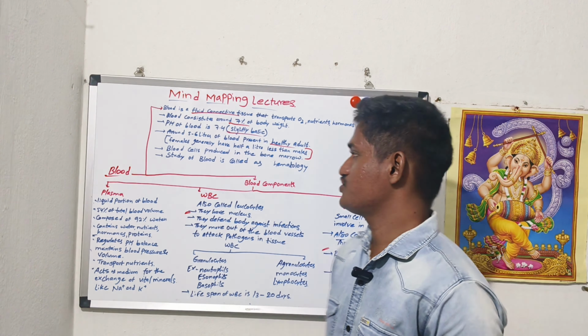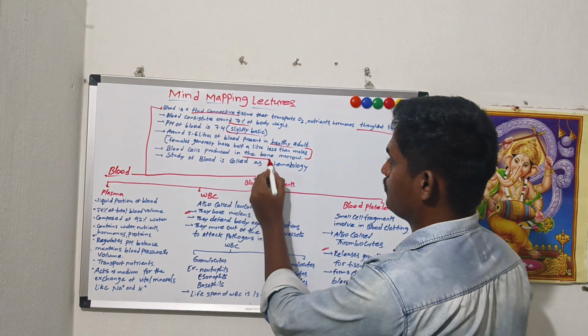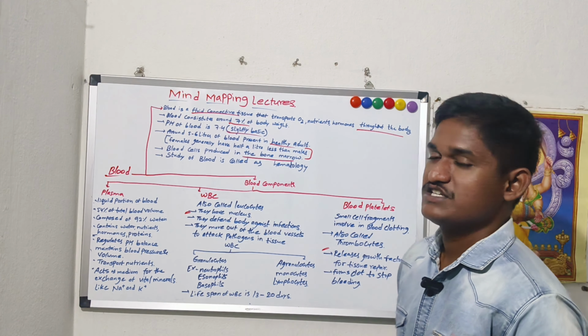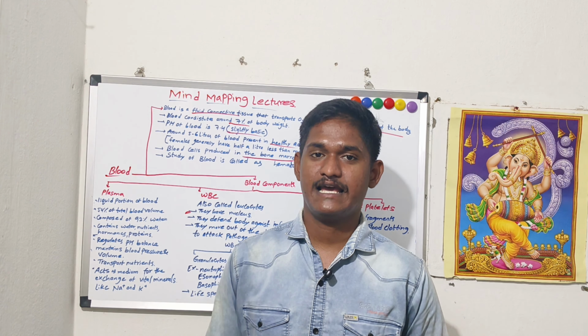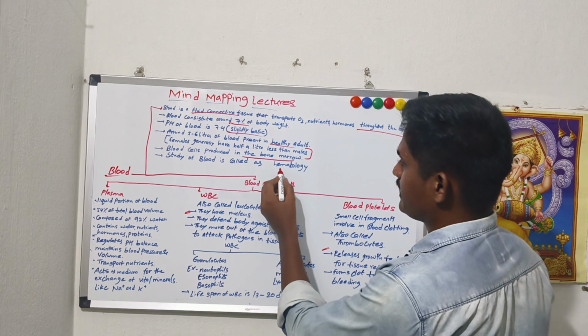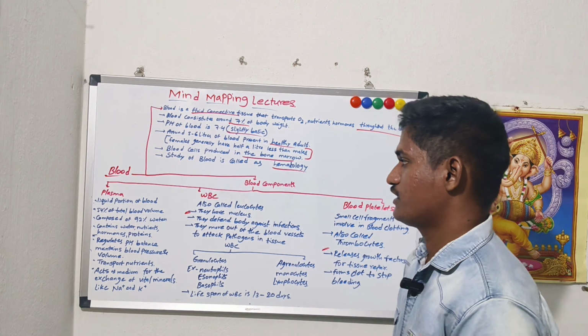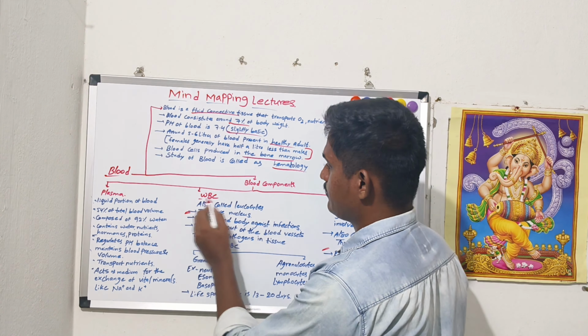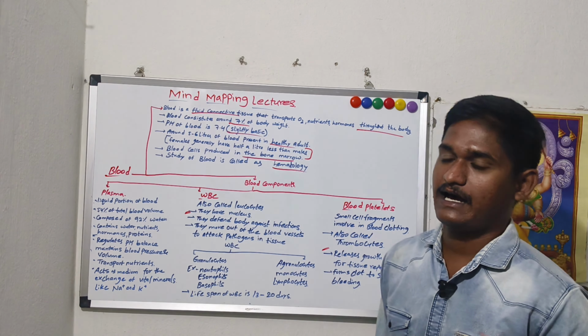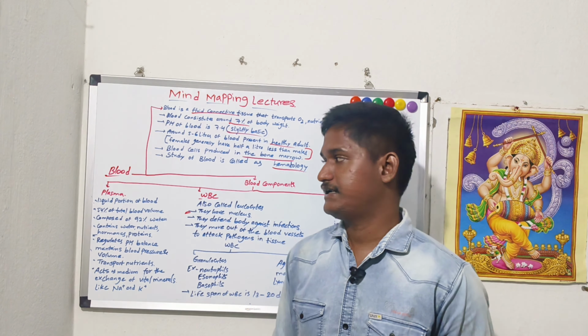Blood cells are produced in the bone marrow. Study of the blood is called hematology. Blood components are of 4 types: plasma, WBC, platelets and RBC. We will discuss RBC later.